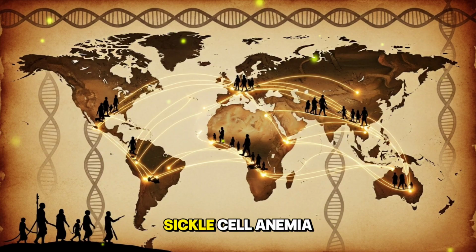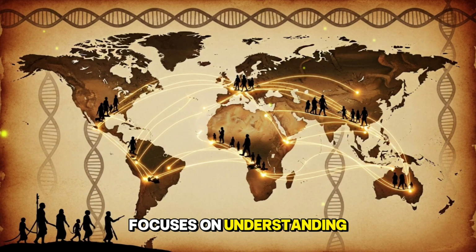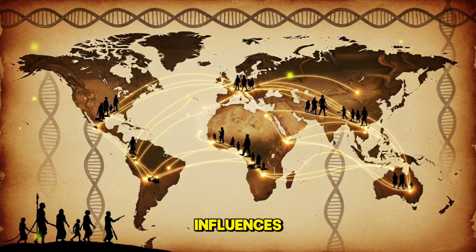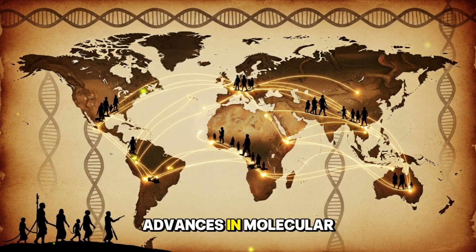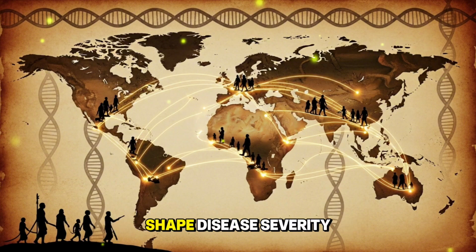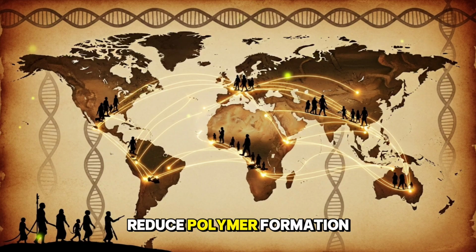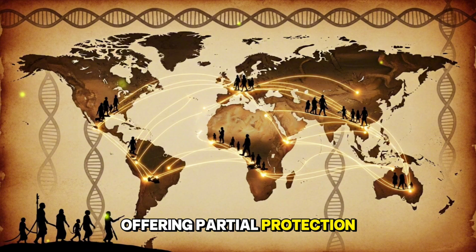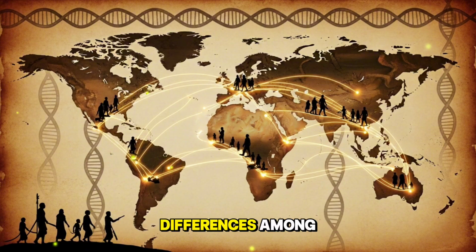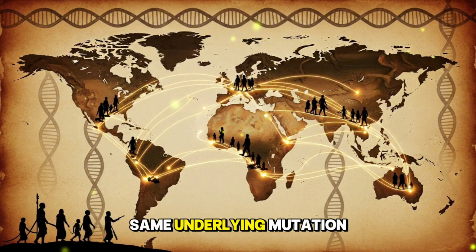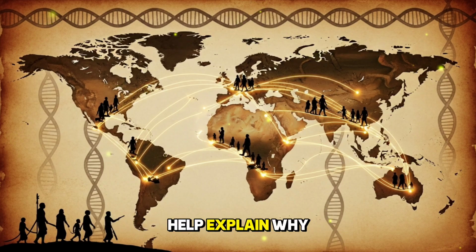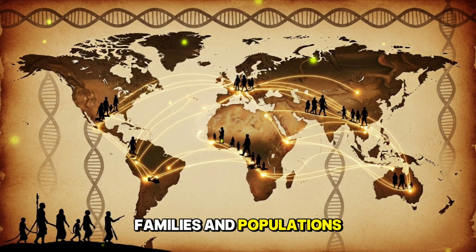Modern research on sickle cell anemia focuses on understanding how genetic variation influences clinical outcomes and how early detection improves long-term health. Advances in molecular biology have clarified how hemoglobin S polymerization interacts with cellular pathways, revealing factors that shape disease severity. Variants that increase fetal hemoglobin production reduce polymer formation, offering partial protection and creating measurable differences among individuals with the same underlying mutation. These mechanisms help explain why symptoms vary across families and populations.